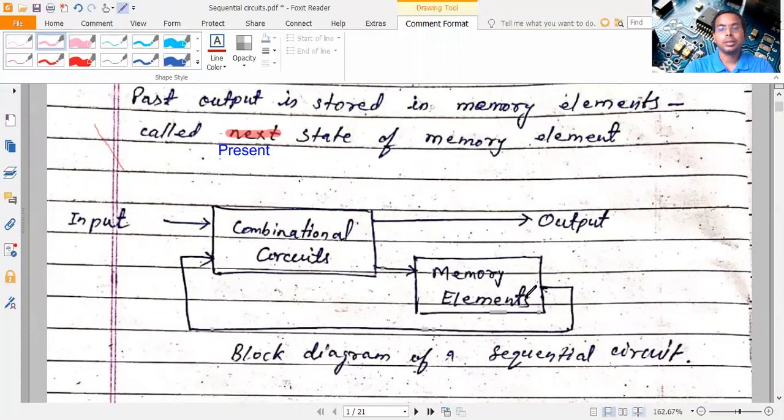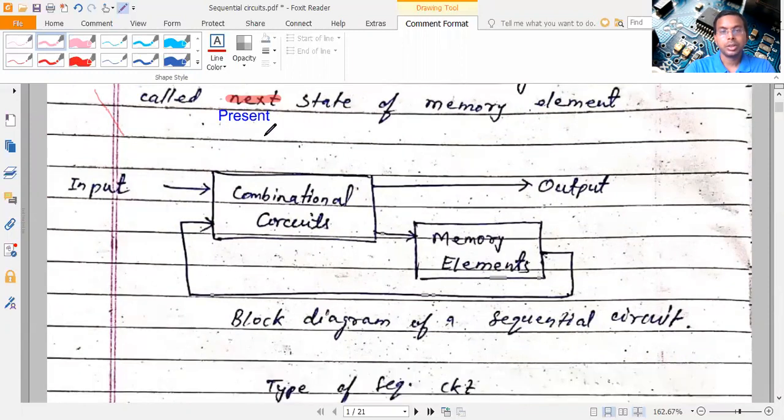The memory element, which consists of flip-flops, has its output, called the present state, fed back to some combinational logic. The combinational logic, with the input signal and the feedback signal from the output of the memory element, generates some output signal. Hence, the output signal is a function of the input as well as the present state of the memory element. So this whole thing combined gives the sequential circuit.